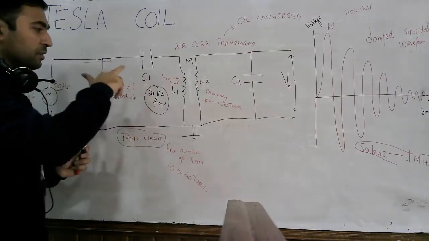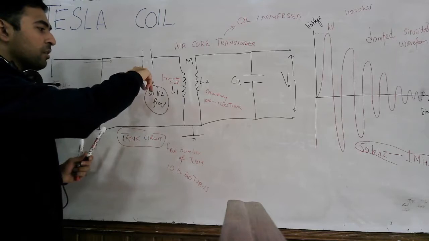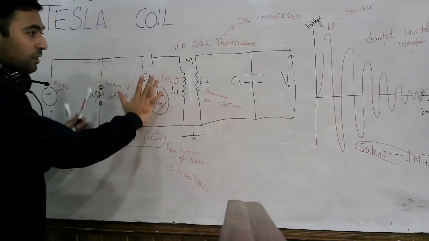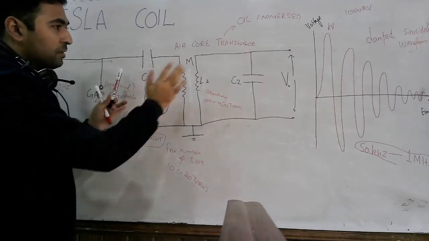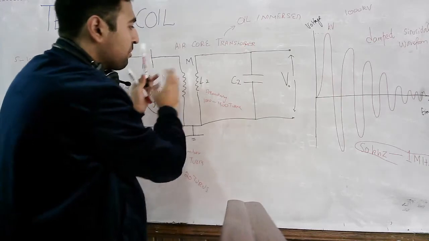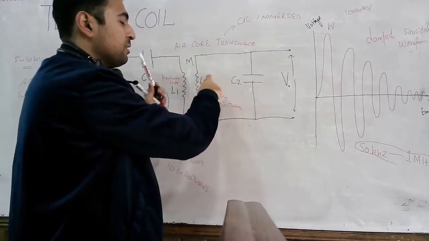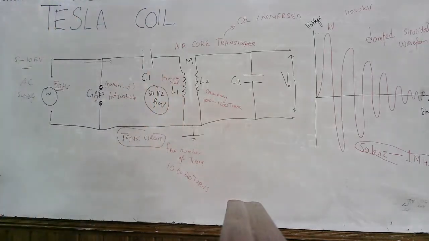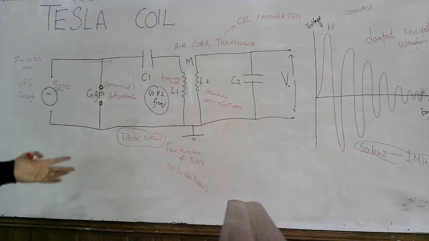So the resonant frequency on the primary side, if it is 50 Hertz, now since after the resonance, this is the resultant frequency, and that resultant frequency must be matched with the frequency of this inductor and capacitor. So here is the basic working of the Tesla coil experiment.